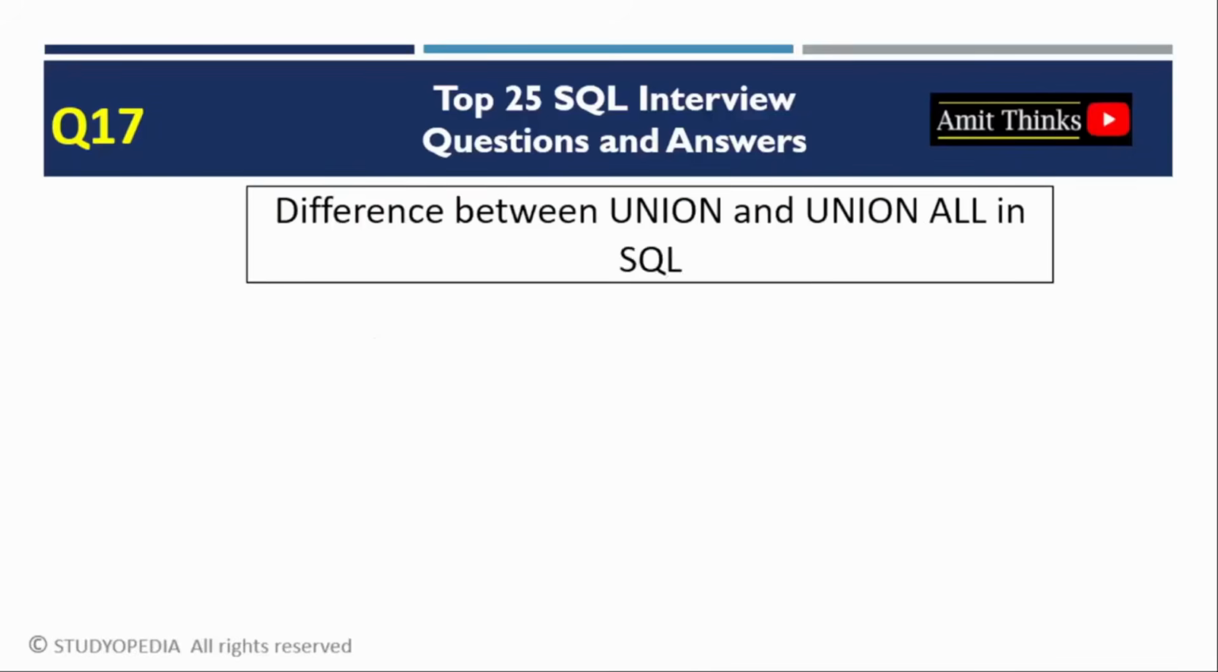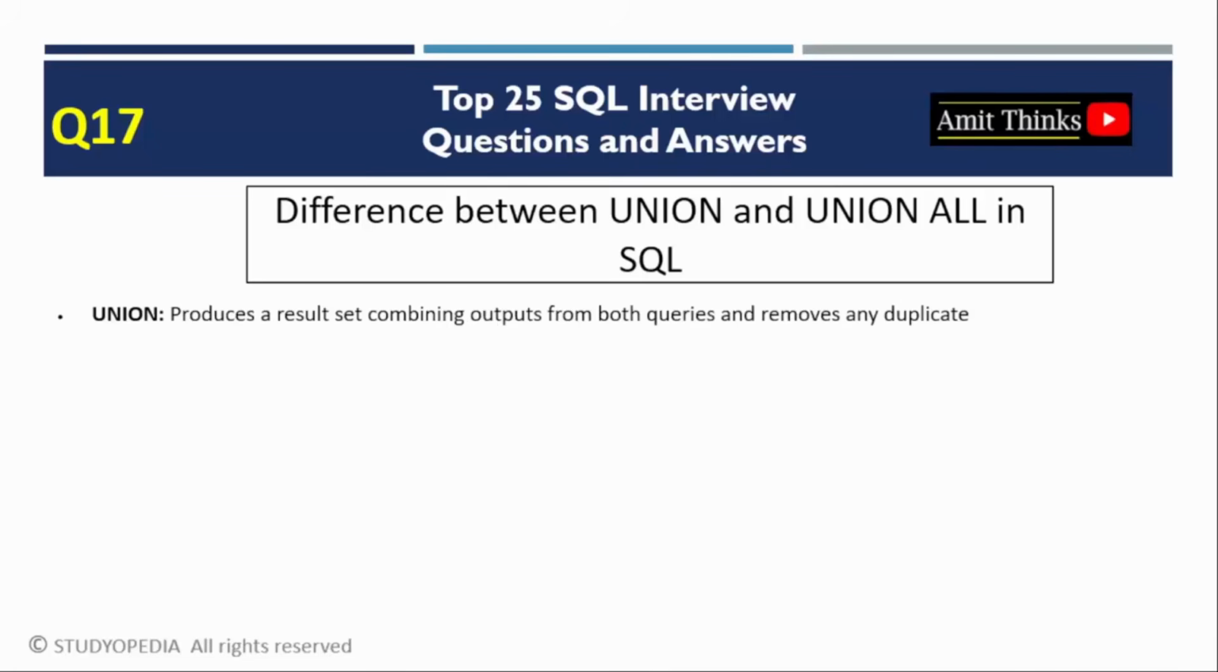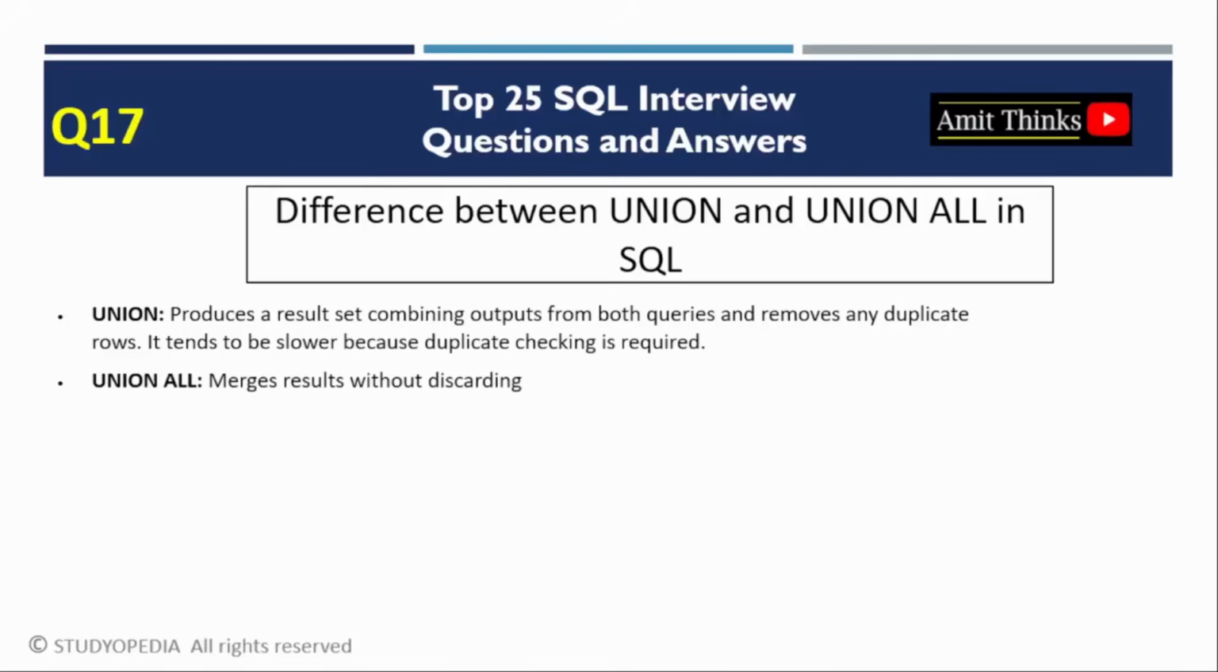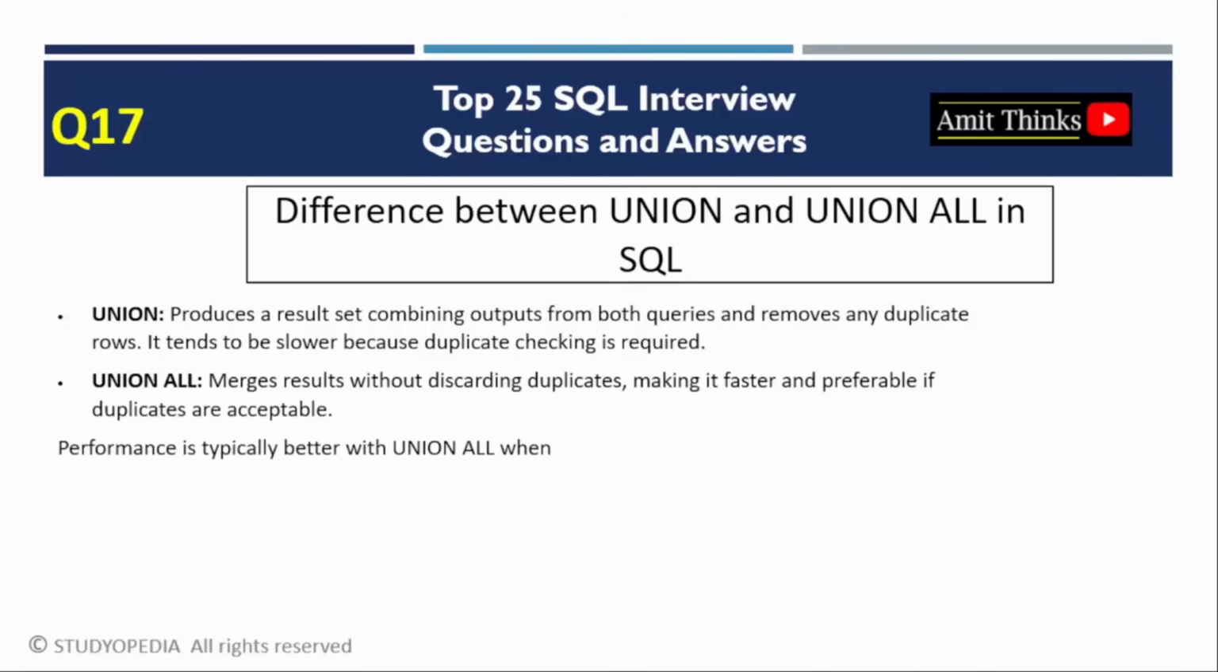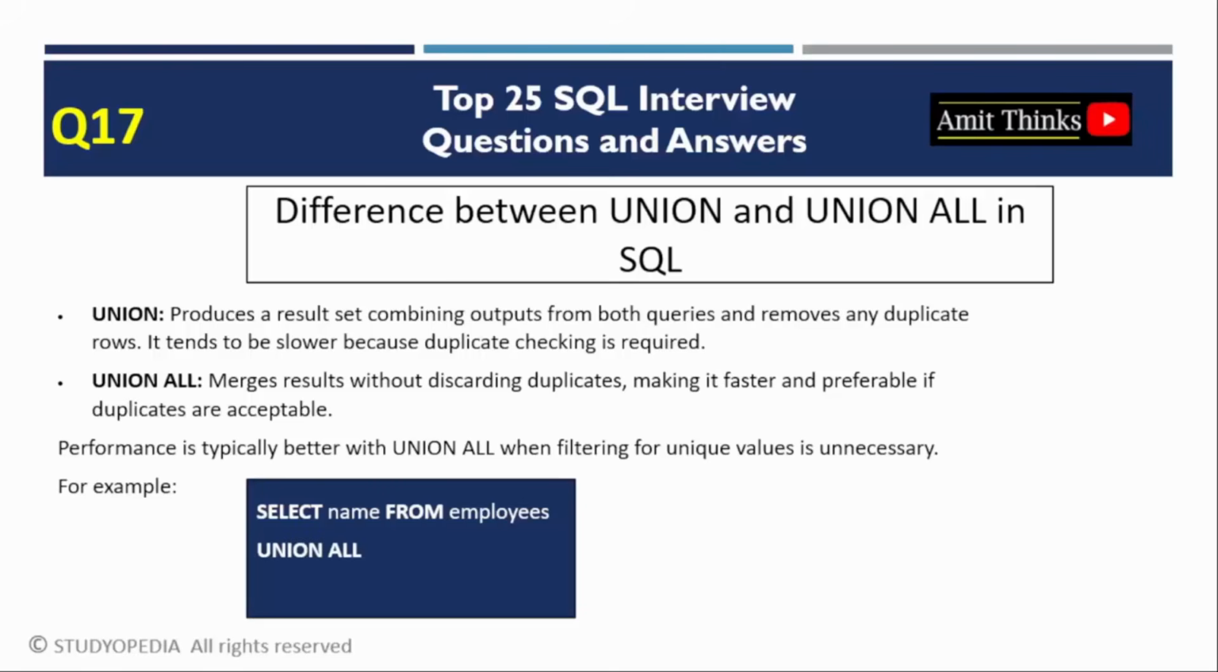Difference between union and union all. Union combines results and removes duplicates. It is slower due to duplicate checks. Union all combines results without removing duplicates. It is faster and preferred when duplicates are acceptable. Use union all for performance critical queries if duplicate retention is acceptable. So here is an example of union all, which merges results without discarding duplicates.